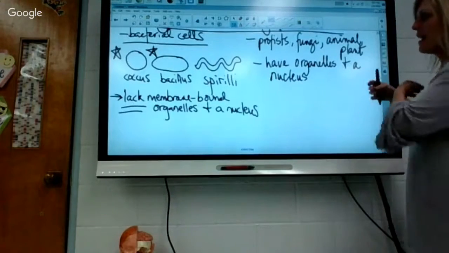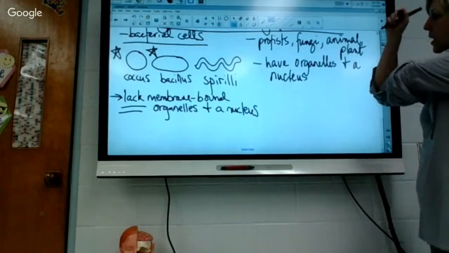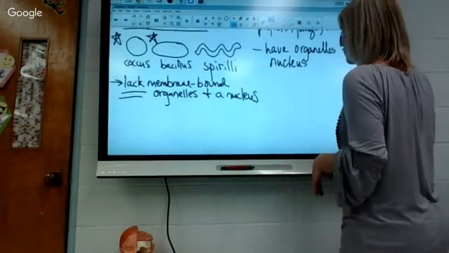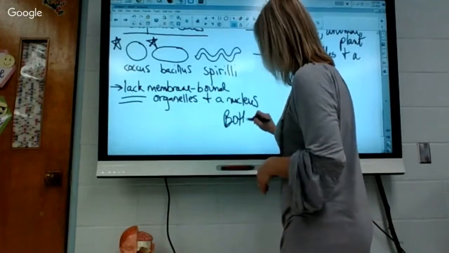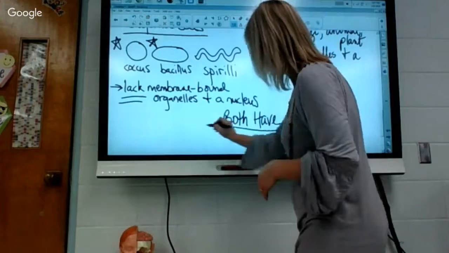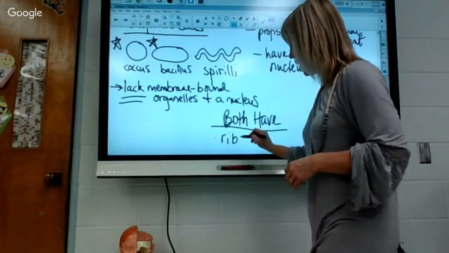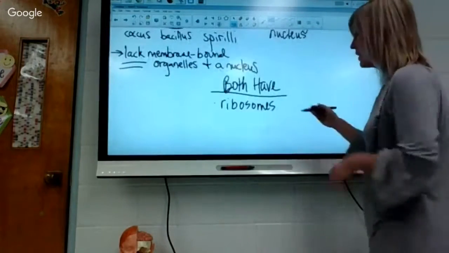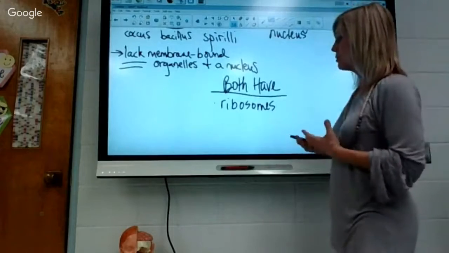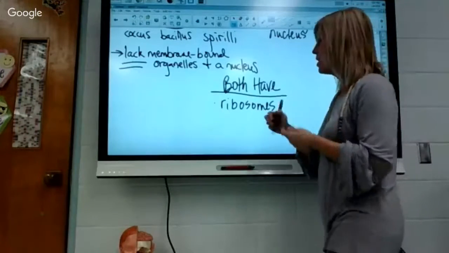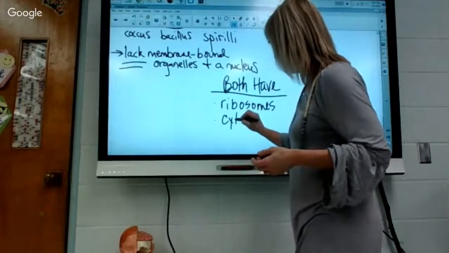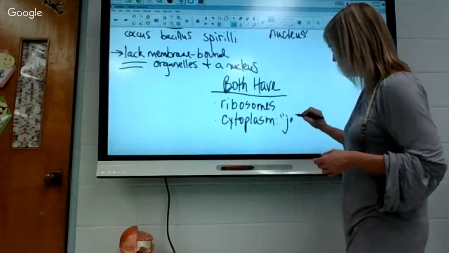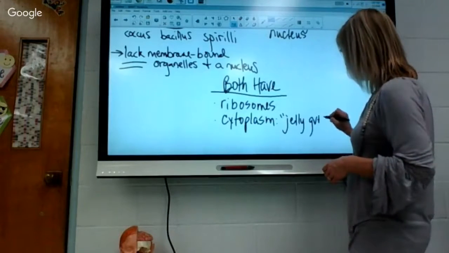And we'll be able to see that in a more conceptual way. So what do they both have in common? Ribosomes. And ribosomes look like little dots. We'll see in just a second. But this is where proteins are made. Okay, so ribosomes are like little protein factories in the cell. All right, we also have cytoplasm. And cytoplasm is what I call the jelly guts of the cell.